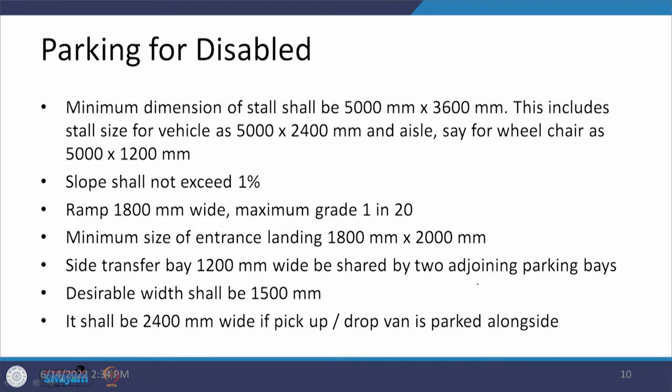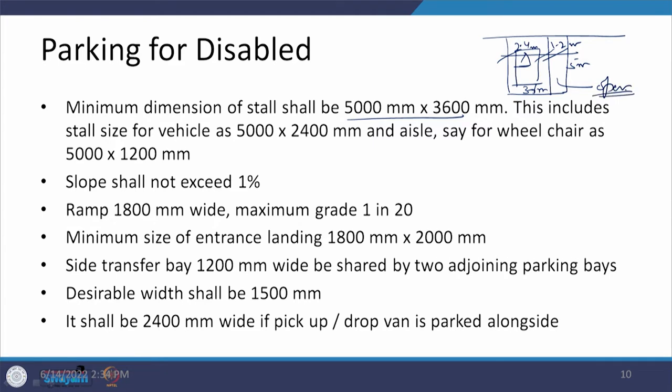Then the size or dimension of the parking stall in which the vehicle is going to be parked. It should be 5 meters by 3.6 meters, that is 5000 mm by 3600 mm. It may be something like this: this is 5 meters and this is 3.6 meters, but it has two parts. One is 2.4 meters and the other is 1.2 meters. The vehicle is going to be parked here, and this is a space which is left open but not to be utilized for parking of any vehicle, and that is the reason it is usually hatched so that nothing else comes on it.